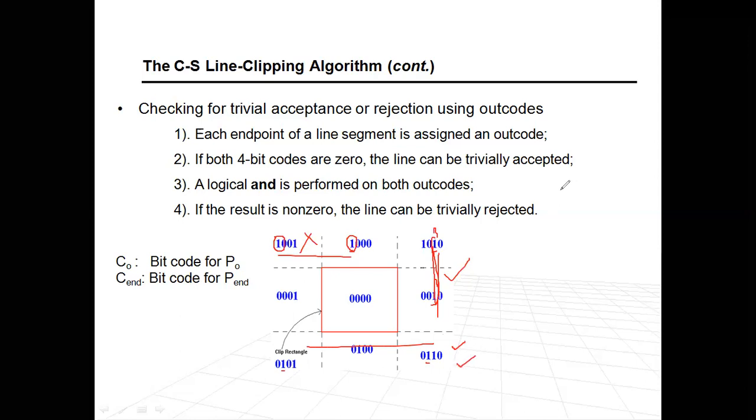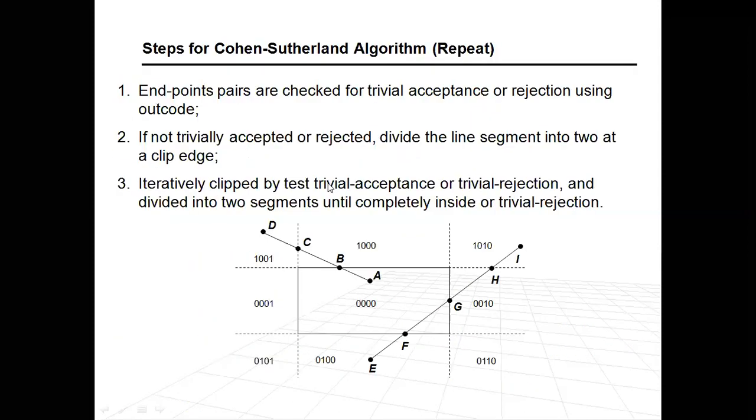So in this manner also, this is one of the methods through which we can do the rejection. In short, we can say endpoint pairs are checked for trivial acceptance or rejection using outcodes. If not trivially accepted or rejected, divide the line segment into two at a clip edge and iteratively clip by testing trivial acceptance or trivial rejection, and divide into two segments until completely inside or trivially rejected.